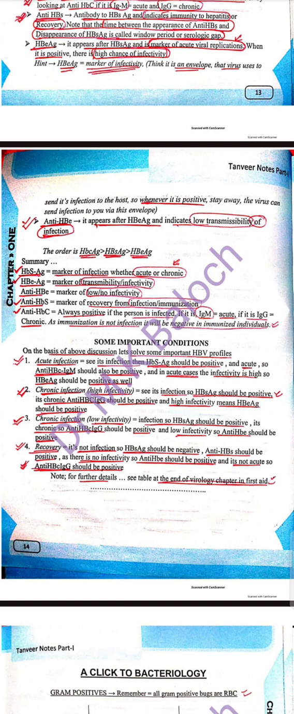Anti-HBc is the first antibody to appear, always positive if the person is infected. If it is IgM, acute; if it is IgG, chronic. As immunization is not infection, it will be negative in immunized individuals. It's a point I just missed while revising: anti-HBc is negative in immunization, because immunization is not infection; it is positive in infection.